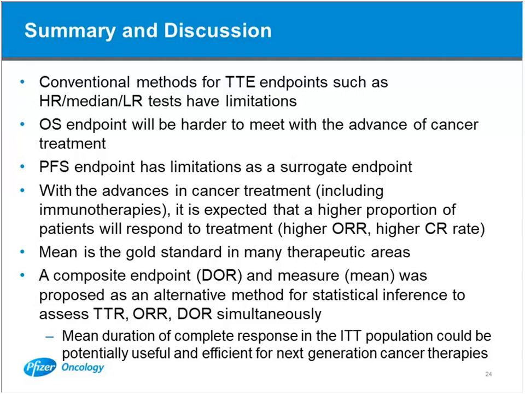An intuitive analytical method based on the mean duration response in the ITT population was proposed as an alternative method for statistical inference to assess time to response, objective response, and duration response simultaneously, which can be a potentially useful and efficient method for the next generation cancer therapies.